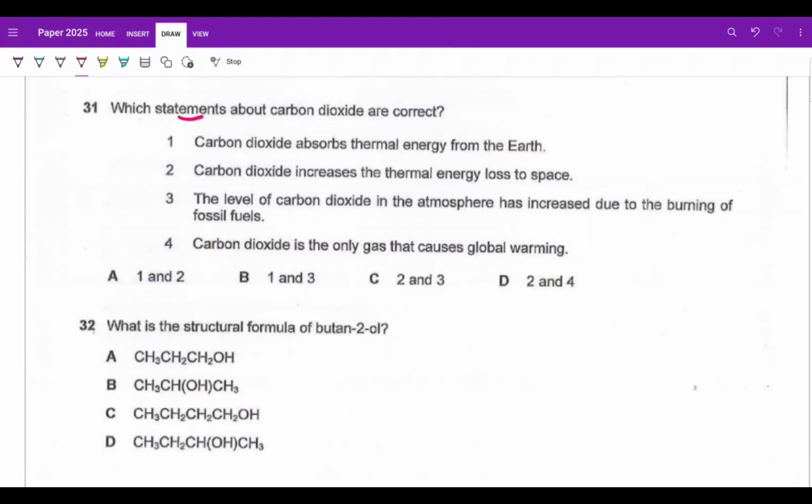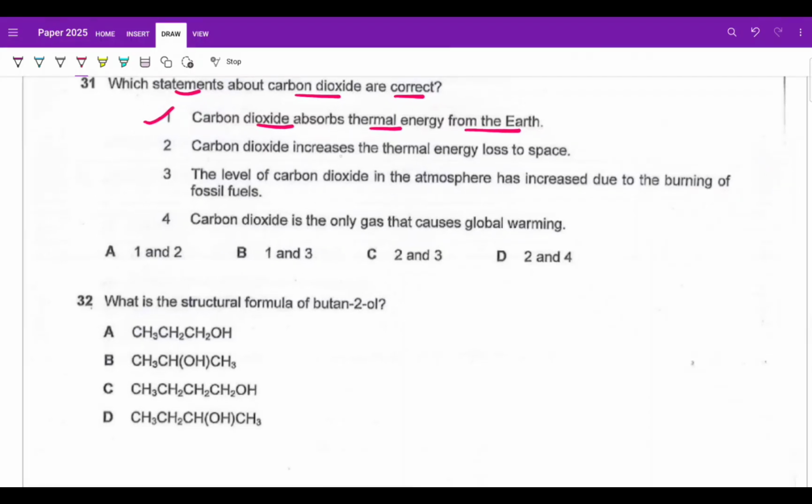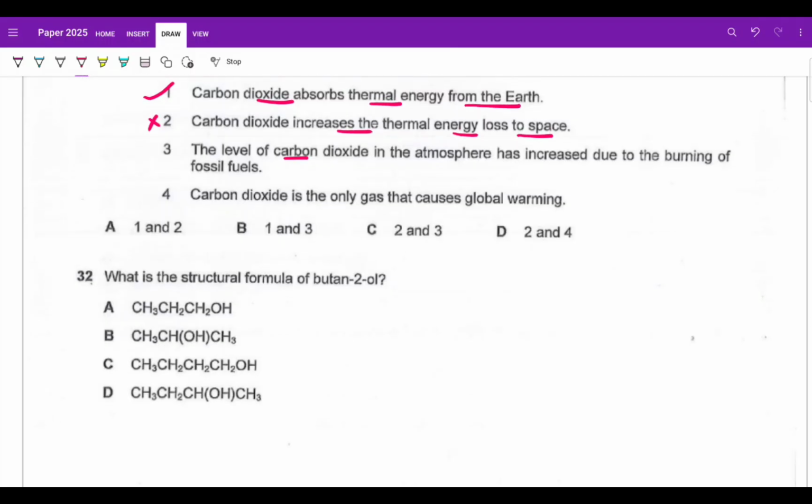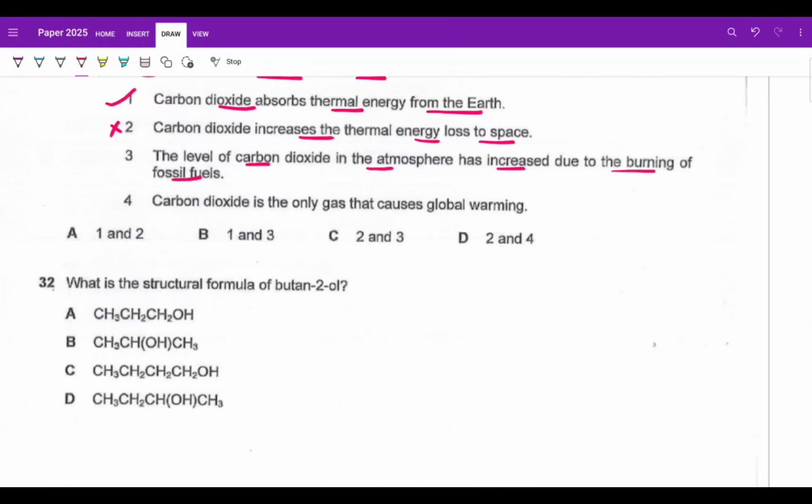Question 31. Which statements about carbon dioxide are correct? Carbon dioxide absorbs thermal heat from the earth. Yes, it forms an envelope around the earth and can act as a thermal heat absorbent. Carbon dioxide increases the thermal energy lost to space. No, it prevents the loss of energy to space. The level of carbon dioxide in the atmosphere has increased due to burning of fossil fuels. This could be the correct option.